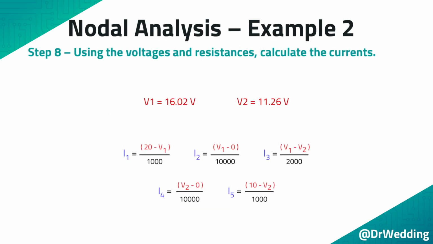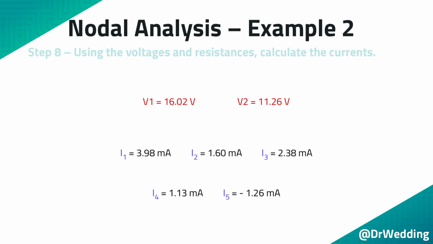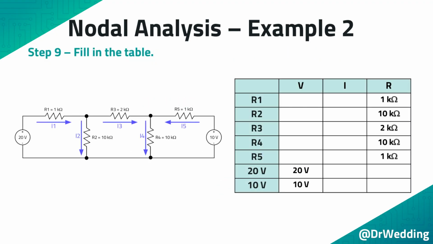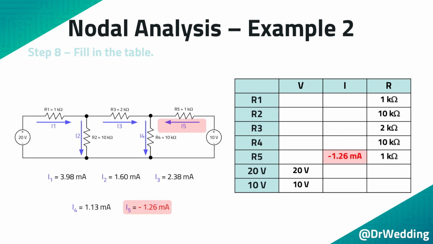Step 8. Using the voltages and resistances, calculate the currents. The 5 currents are shown in the bottom row. Please note that current I5 is negative. Step 9. Fill in the table. Before you start to fill in the table, we need to deal with I5 because it is negative. This means the arrow is pointing in the wrong direction. Flip the direction of the arrow and remove the negative sign from the current.